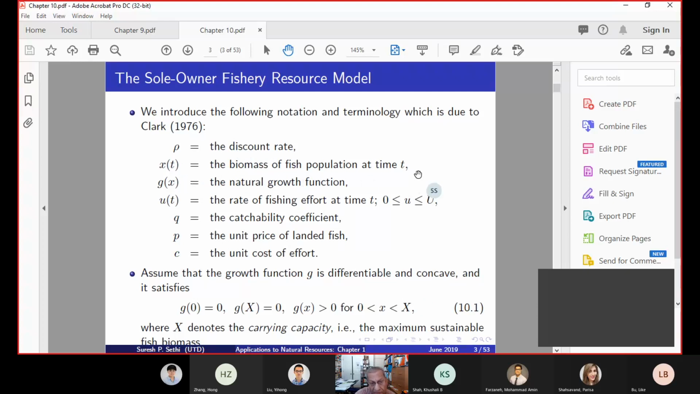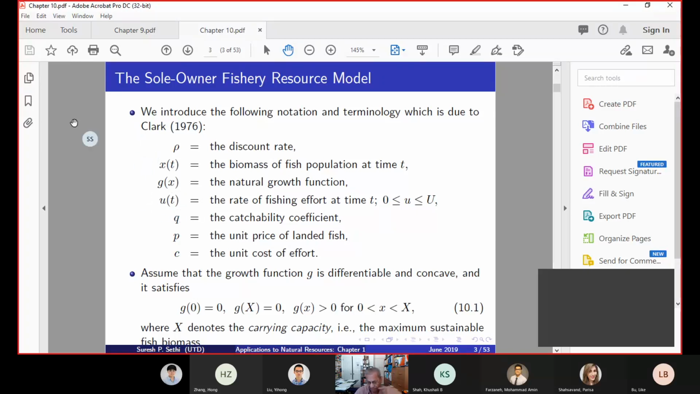X of t is the biomass of the fish population at time t. So we have a lake, and there's a fish, and there's a biomass as to, you know, what is the total size of the fish in this lake. G(x) is the natural growth function. So the way the natural growth function works is that if there's no fish, there's no growth. And if there are a few fish, then, you know, they make more fish. But if there are too many fish, then there's not enough to support the population. So we will see how this function is defined by Colin Clark.